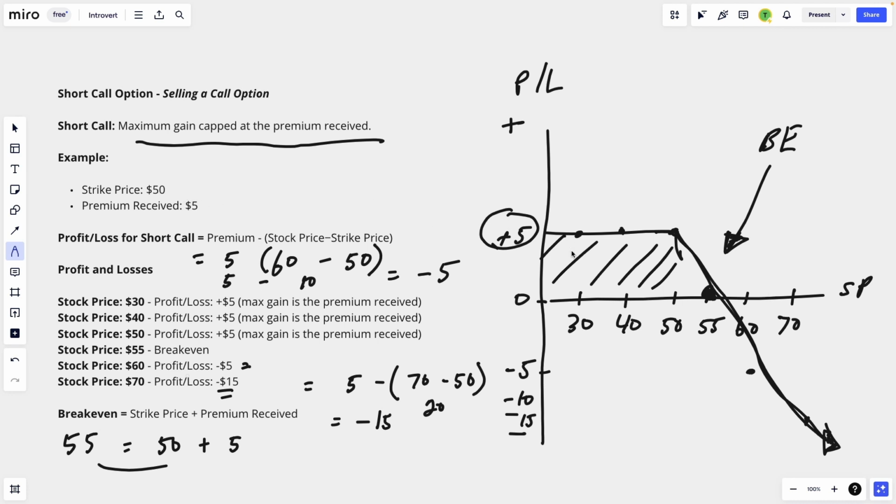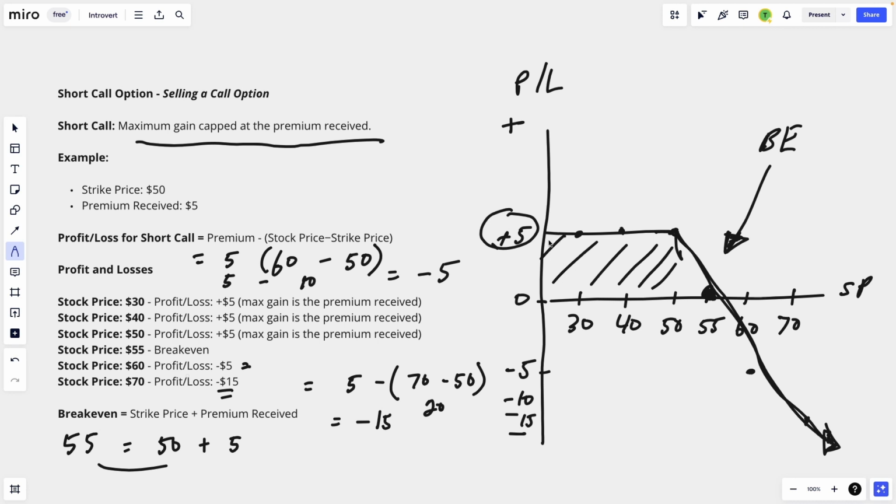The person on the other end has the right to buy at 50, and the stock is currently selling for 70. That would mean we would be at a loss. We'd theoretically have to buy at 70 and then go and sell to the option holder who exercises it at the strike price of 50, because they have that right. So this is the profit and loss diagram for a call seller.